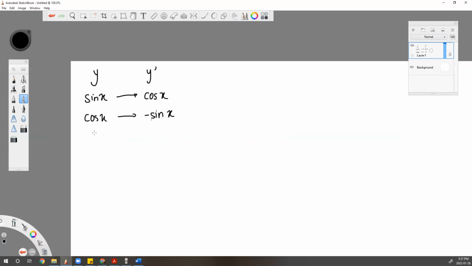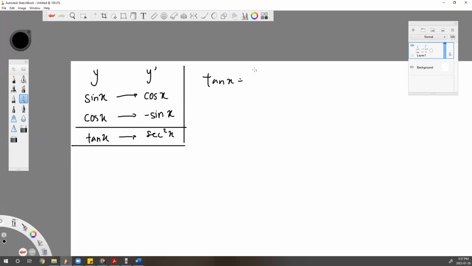But just memorize. How about tan x? Tan x gives secant squared x. How can it be secant squared x? Anyway, you need to memorize only 2, but if you want to memorize 3, that's better for your efficiency. But if you want me to derive it, tan x is sine x over cos x, right? This is what we know previously. And this is u over v. Let u be sine x, let v be cos x.